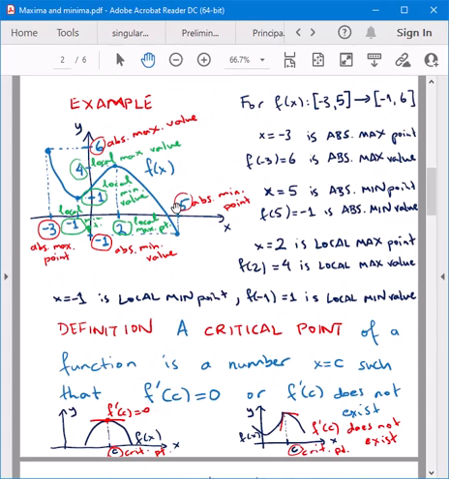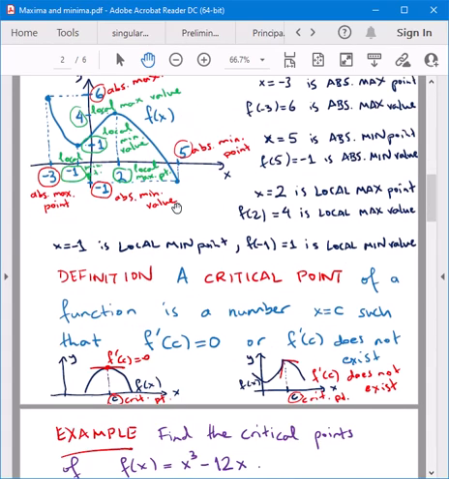Now, there is another definition which is called a critical point. So a critical point of a function is a number x equals c such that the derivative is equal to 0 at c, or the derivative doesn't exist. So the derivative equals 0 at c is the picture on the left. So you have a graph like this, and then when you sketch the tangent line, as you see, the tangent line is horizontal.